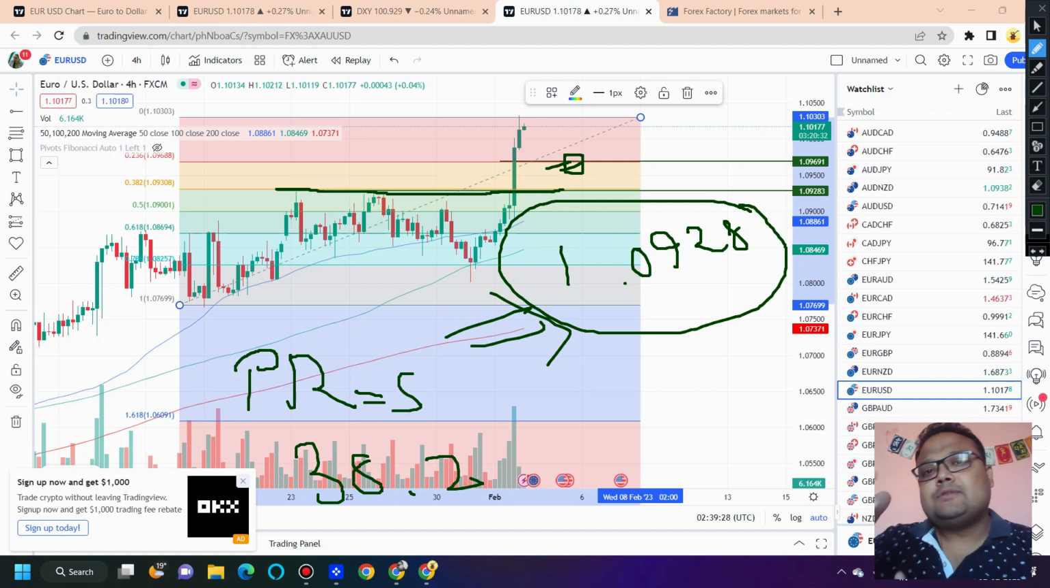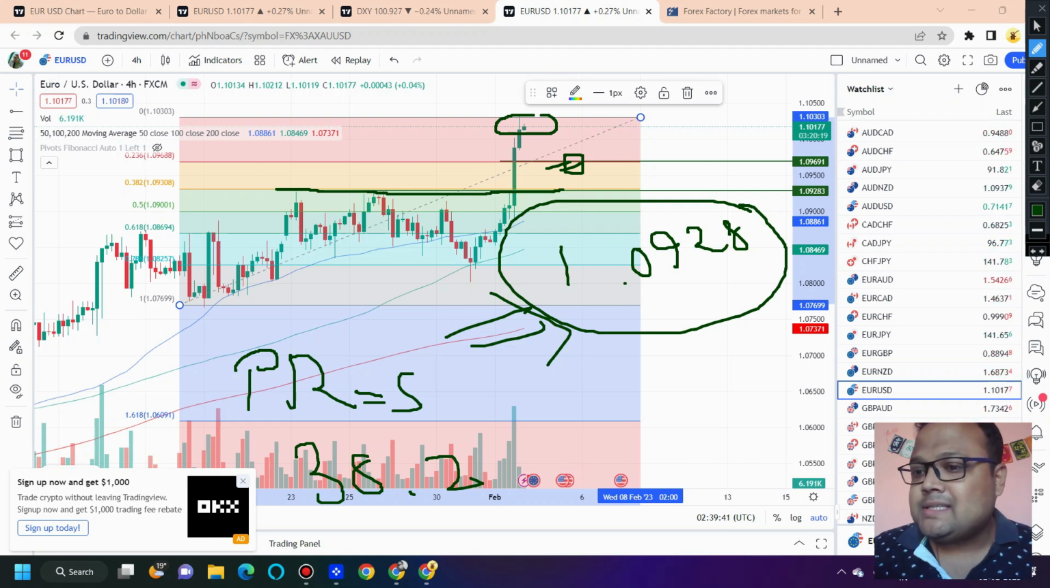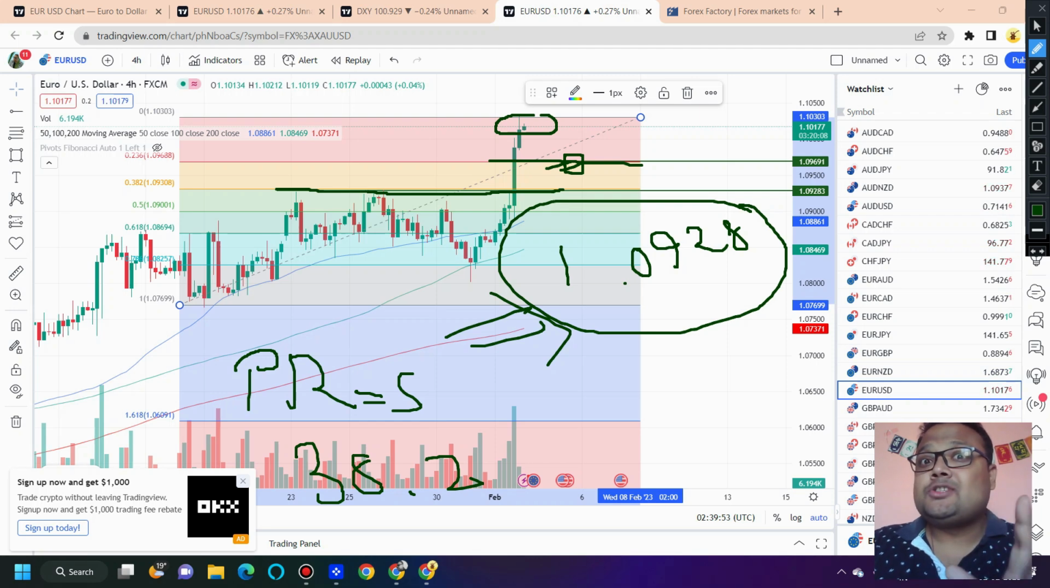So if market comes down for retracement, try to take a buy position. Personally, I will not recommend any buy position in this level right now because the risk to reward ratio will not match. So for me, buy at retracement is the best trading strategy on the chart of Euro dollar right now. First level is 1.096967. If market comes down and bounces, well and good, but this is not a very strong support. In case market breaks it, I'll look for a buy position around 1.0928 level.